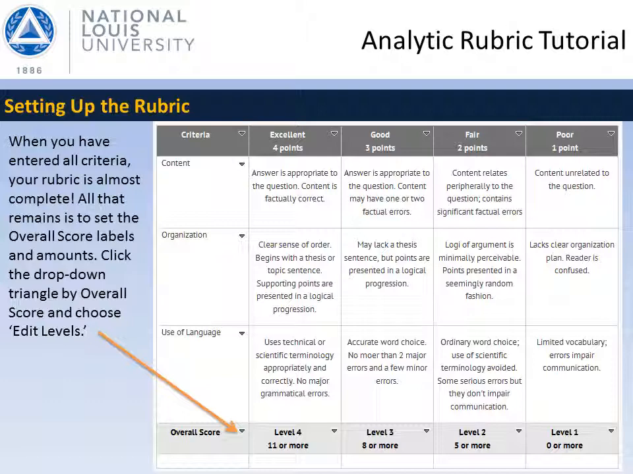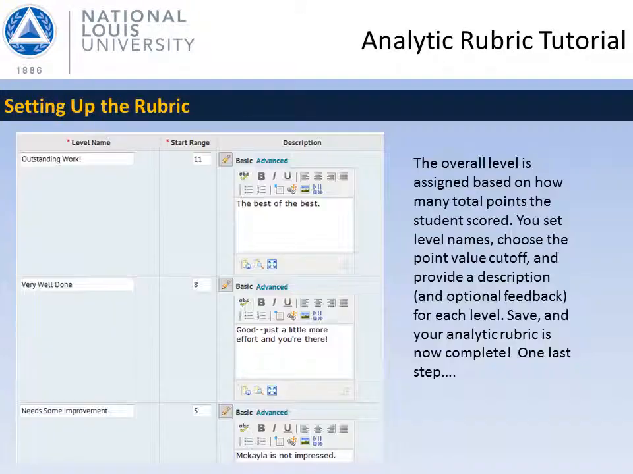Click the drop-down triangle by Overall Score and choose Edit Levels. The overall level is assigned based on how many total points the student scored. You set the level names, choose the point value cutoff, and provide a description and optional feedback for each level. For example, since my rubric is worth 12 points, I have decided to call the range from 11 to 12 points Outstanding Work. Your analytic rubric is now complete. One last step.